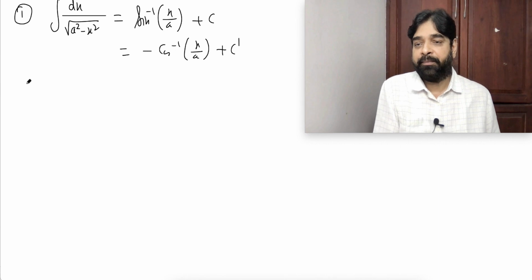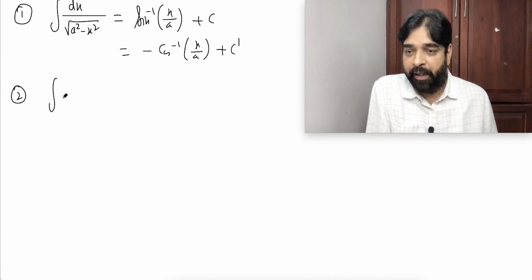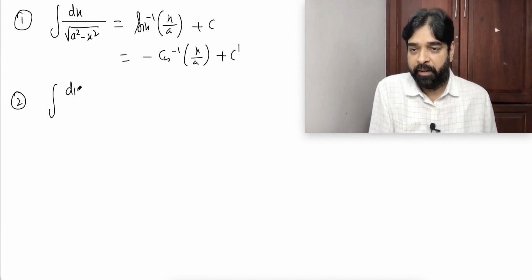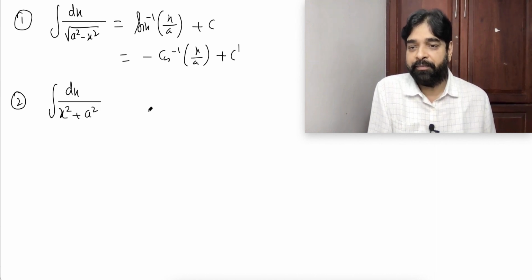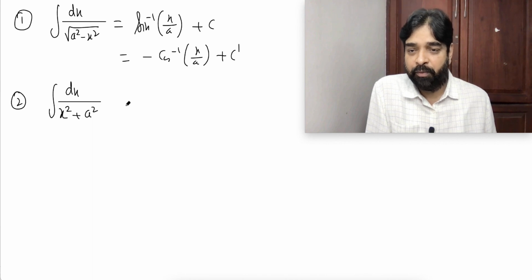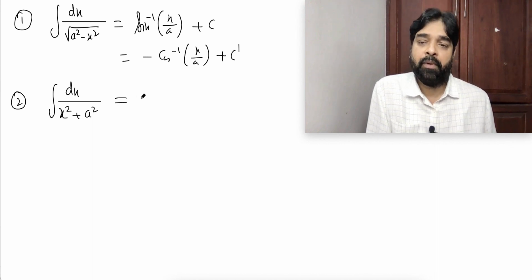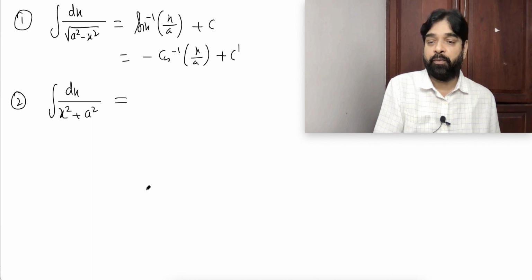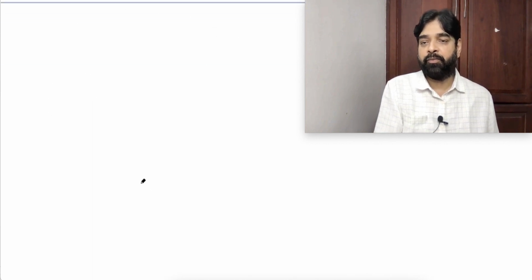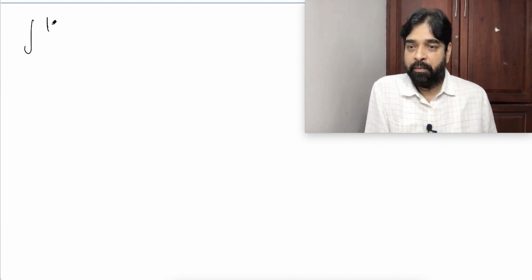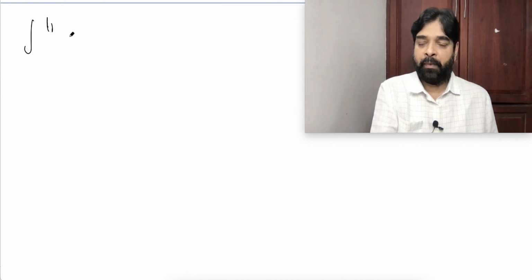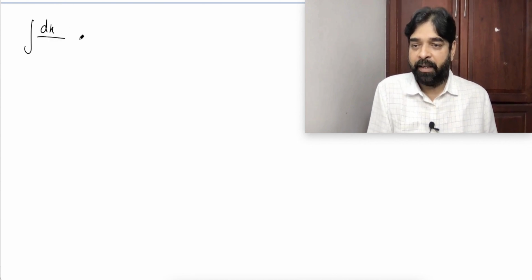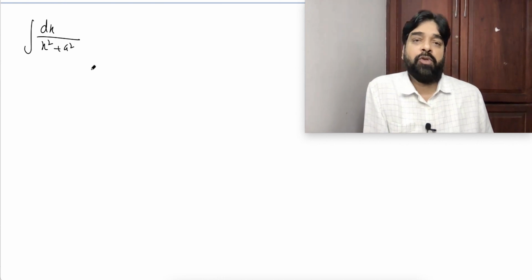Right? Now, the second formula is integration of dx by x square plus a square. This is always equal to... I will not tell. First we'll do it. Let's do dx by x square plus a square. Correct? So we will do a substitution.